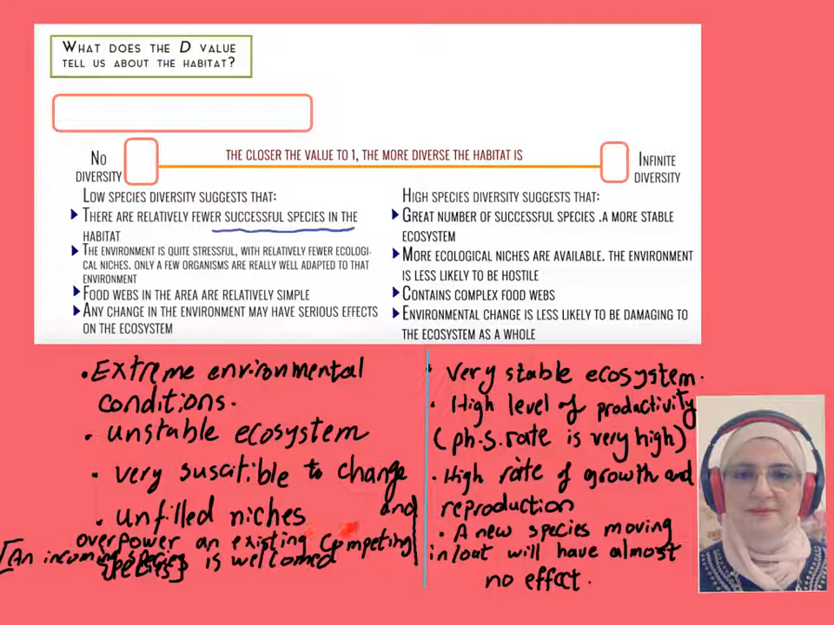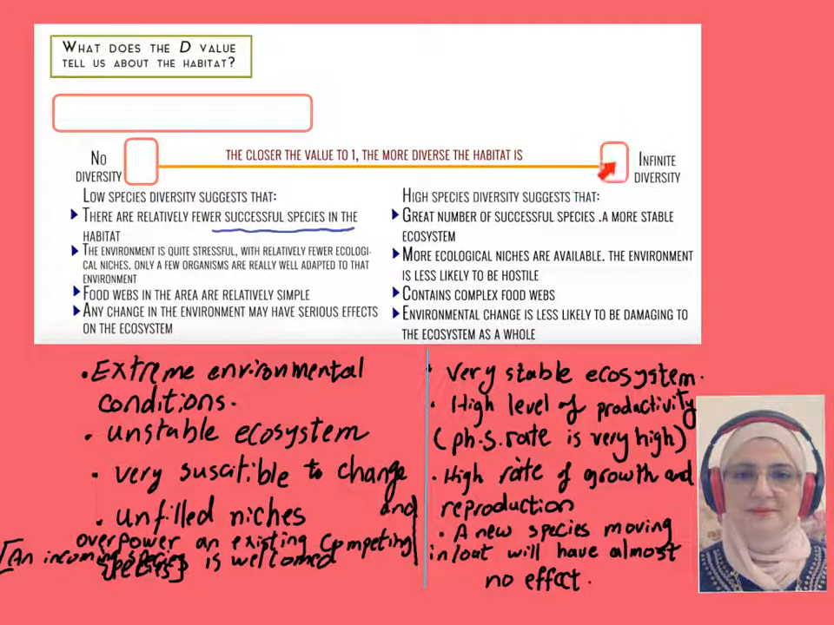They have unfilled niches, meaning that if any incoming species entered this ecosystem, it will be welcomed, and it's going to overpower the existing competing species, and of course it will have a drastic effect on the balanced ecosystem there.